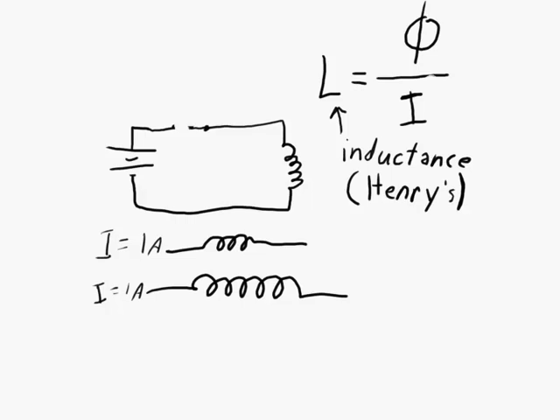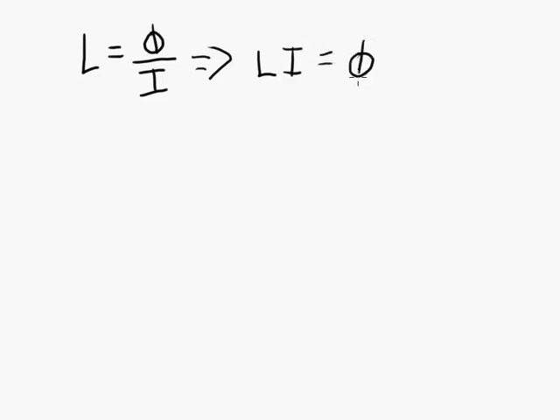I'm going to clear this screen and talk about the relationship between the voltage and the inductance and the changing current. So inductance is equal to phi over I, or the flux over the current. If we rearrange this, inductance times current is equal to the flux.